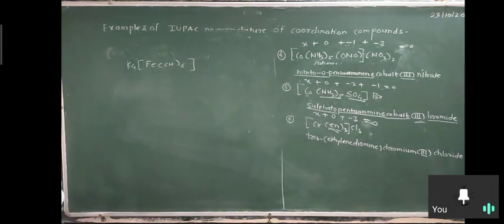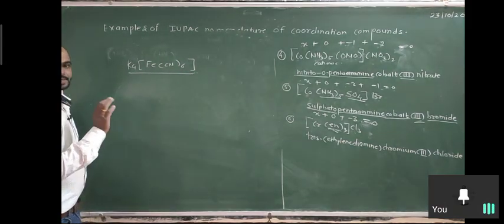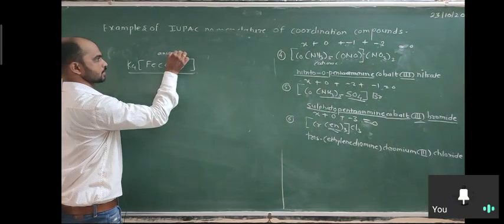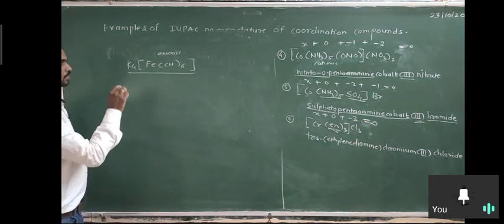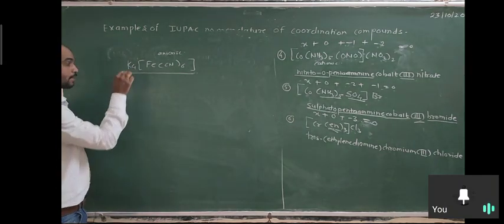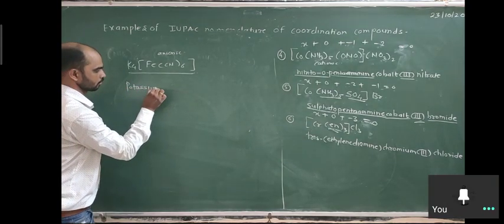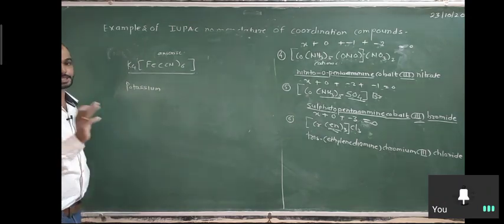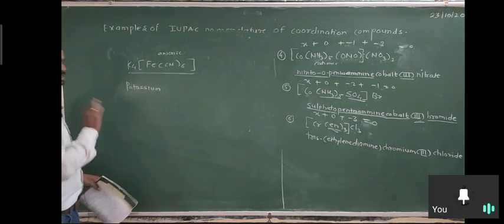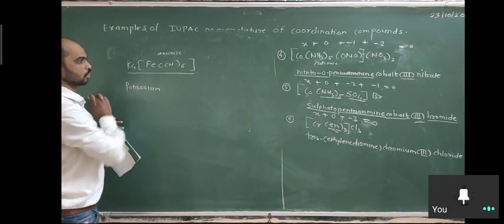Next one, K4[Fe(CN)6]. So here the compound is ionic, but complex is anionic. The complex is anionic complex. So we start the name from cationic part. Who is cation here? Potassium. So K means potassium. So we start from potassium. So cation is finished. Don't use prefix for cation and anion which is present outside of the complex. So just write their name. So potassium is there.